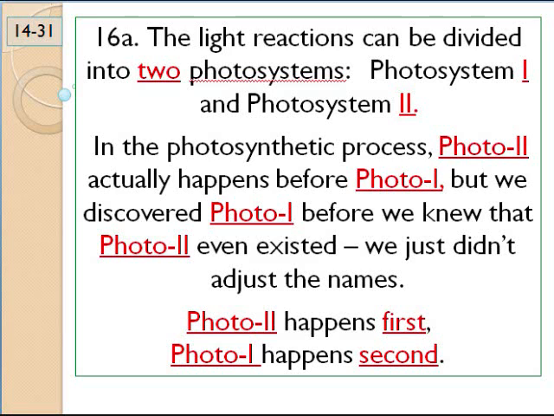I ask a question. How many phases are there to photosynthesis? And you would say 2. The light reaction phase, the dark reaction phase. Then I ask, and how many phases are there to the light reaction? And you would say 2. Photosystem 1, then photosystem 2. Okay? So here we go.